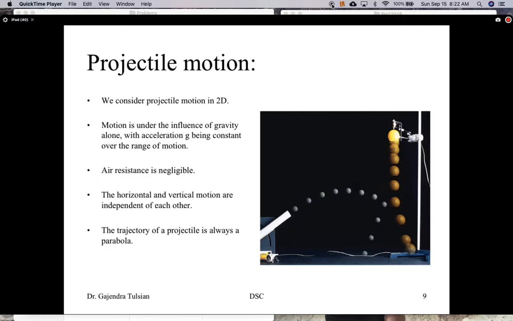Motion is under the influence of gravity alone, and the acceleration is constant over the range of the motion. So for instance, if you threw an object that went 500 miles into space, g would change, and that would not be projectile motion. What you learn is that the trajectory of this particle is a parabola. For projectile motion, the horizontal and vertical motion are independent of each other. The trajectory is always a parabola.